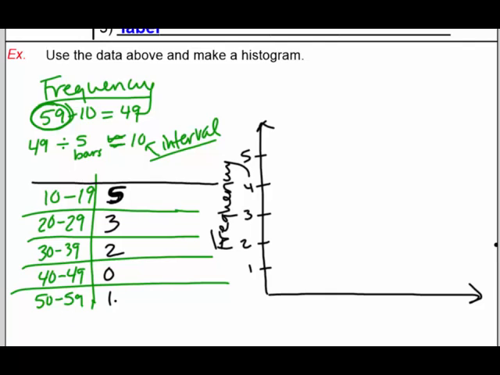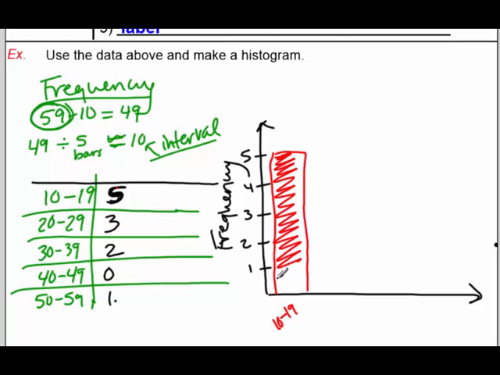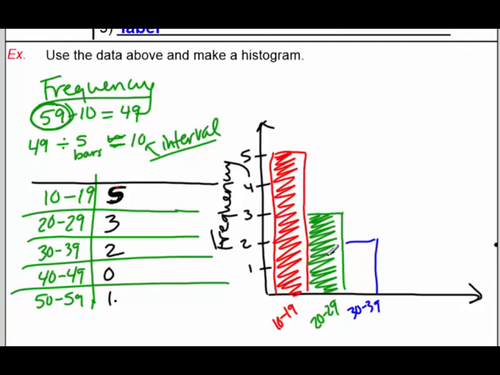Okay, so my first bar is going to be the 10 through 19, and I'm going to make my bar 5 frequency high here. So draw it up to 5, and I like to shade it in because it makes it look pretty, but that's up to you. Okay, next bar, 20 to 29 is a frequency of 3. So 20 through 29, I'm going to label this. There are 3 numbers that fell in that interval. Next one was 2 numbers between 30 and 39, so I'm going to make my bar reach up to 2.